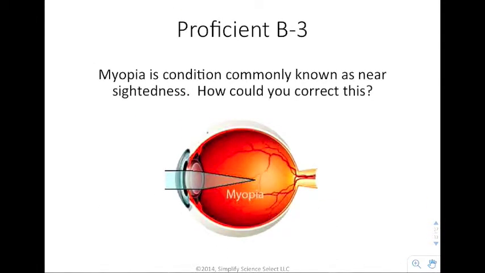It says myopia is considered a common condition, commonly known as nearsightedness. How would you correct this? And the idea is you would put a lens in front of the light and you would refocus the light to hit the correct part of the eye. And so what you would do is you actually set it so that when the light comes in, instead of it focusing at the wrong point, it would actually focus here. So you're actually extending it so the light doesn't focus quite so early.